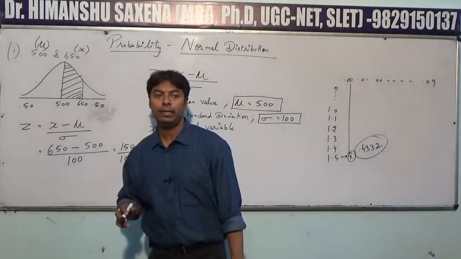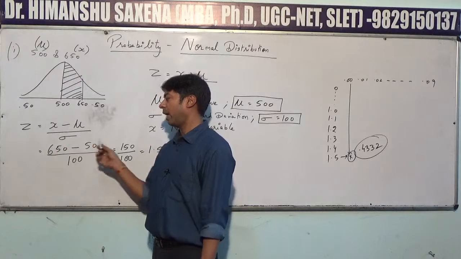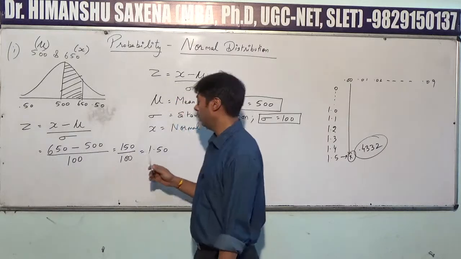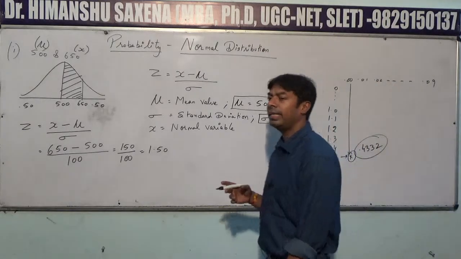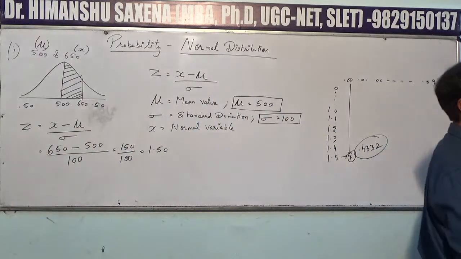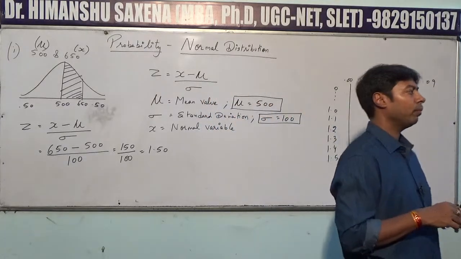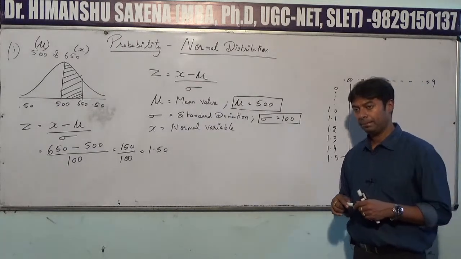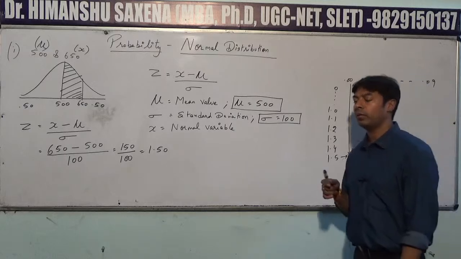How you will have to represent it? Please take it down. First of all, take down these particular set of calculations. That's 650 minus 500 upon 100. That is 150 upon 100 equals 1.5. Now further, write it down after it. The table value of Z at 1.5 is 0.4332, which we have just observed in this particular table.